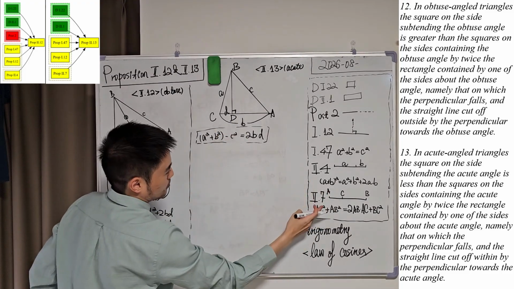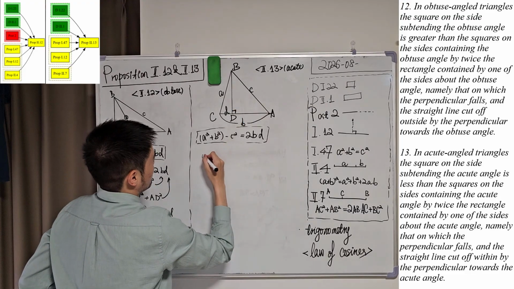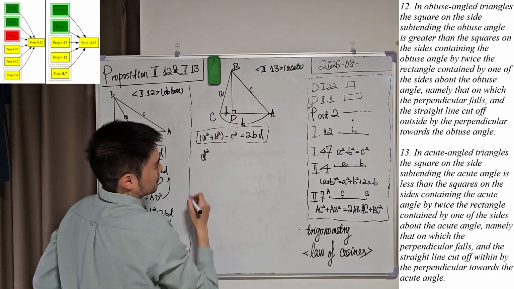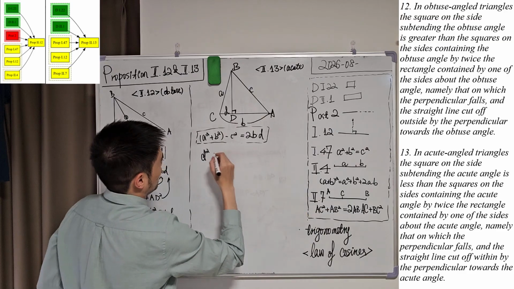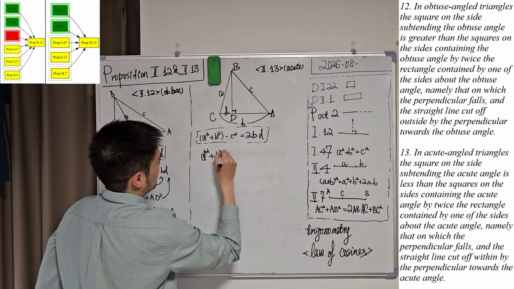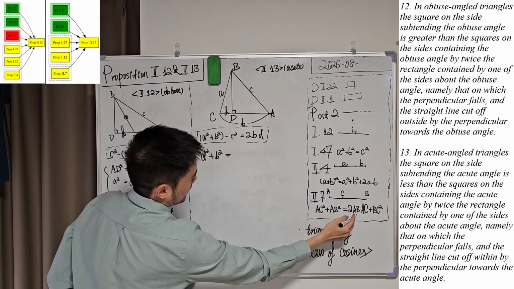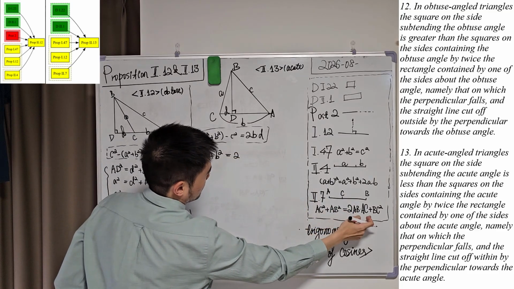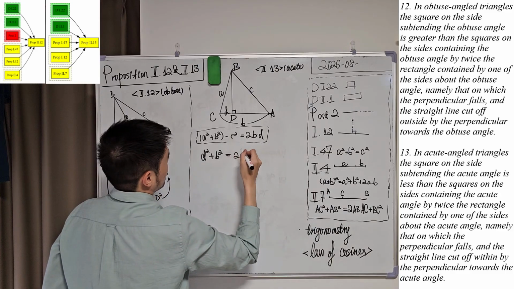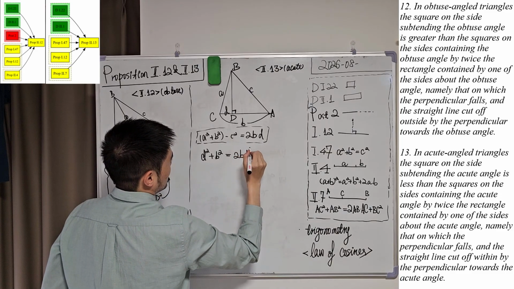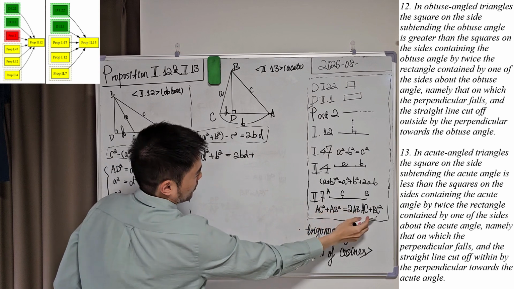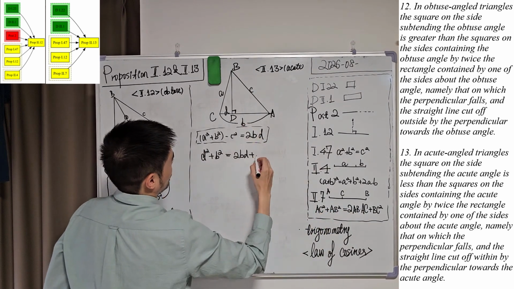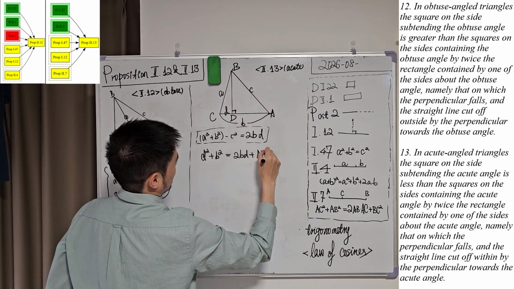We have AC squared here. So let's say the square on the segment together with the square on the whole will be equal to twice the rectangle contained by the whole and this segment, which will be twice BD, together with the square on the other segment. Here it will be the square on AD.